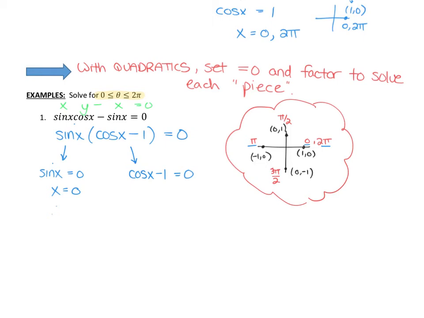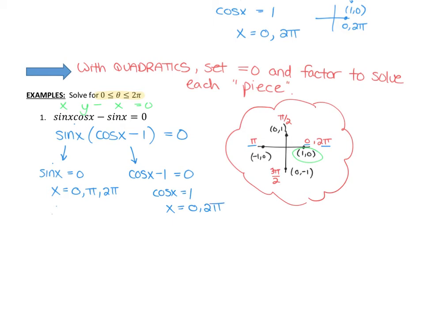Sorry, I had begun to start it here. The solutions for x are 0, pi, and 2 pi there. Okay, now in terms of when cos x equals 1, that's when my x coordinate is 1. So that would be right here. Okay, so here my solutions for x are 0 and 2 pi.